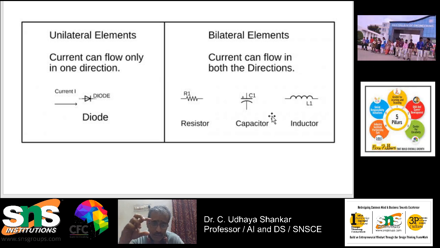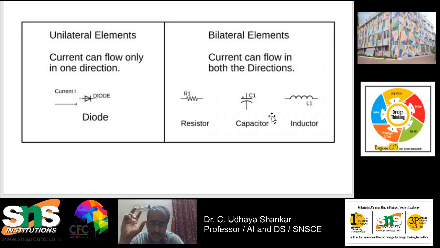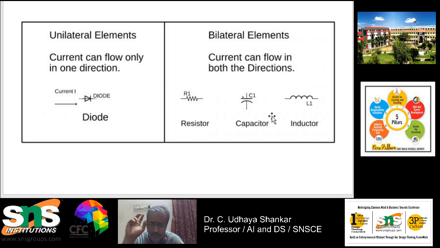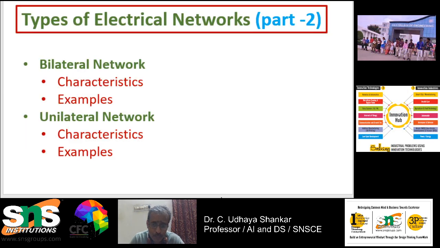Can you give some examples of a circuit which is built using a diode? Take a half wave rectifier. For the positive half cycle, it behaves in one way. For the negative half cycle, it behaves in the other way. So those circuits are called unilateral networks. The circuits which are built using diodes always come under the unilateral network, whereas if a circuit has only resistance, inductance and capacitor, it comes under the bilateral network. Is it clear? I hope you are all clear.